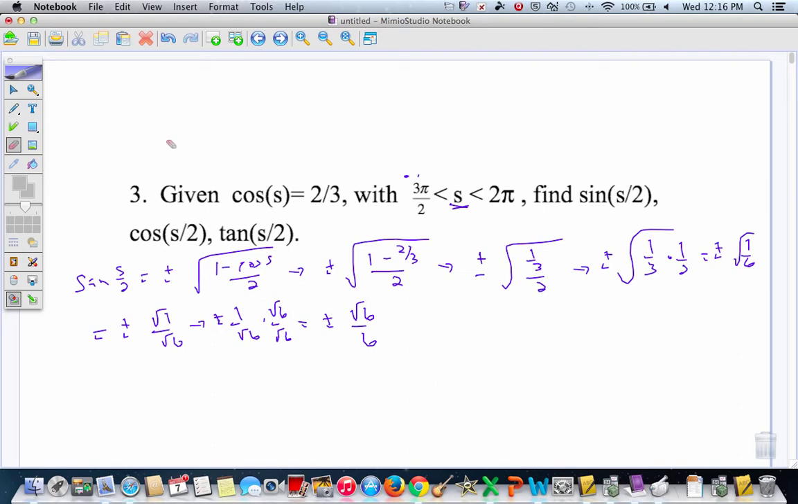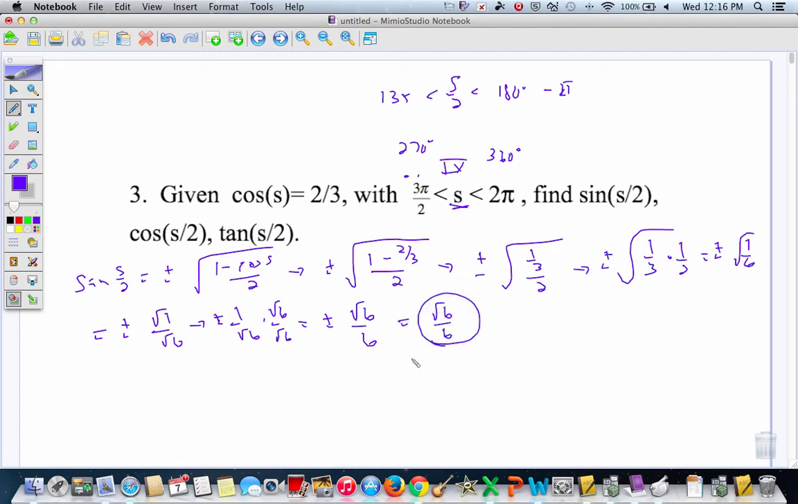I messed that one up. We're not in quadrant 3, we're in quadrant 4. I didn't read that carefully enough. Quadrant 4 between 270 and 360. Okay, so s over 2 would be between 135, half of 270, and 180, which would put us in quadrant number 2. We're working with the sine here. Sine, as we all know, is positive in quadrant 2, so our sine is a positive square root of 6 over 6.